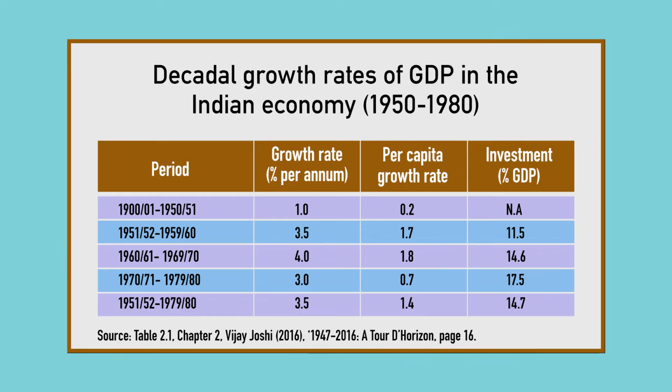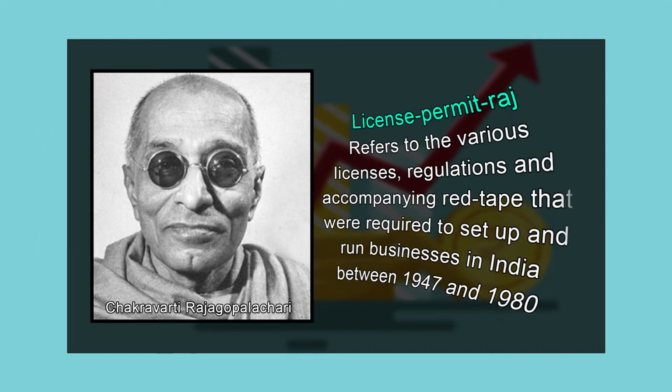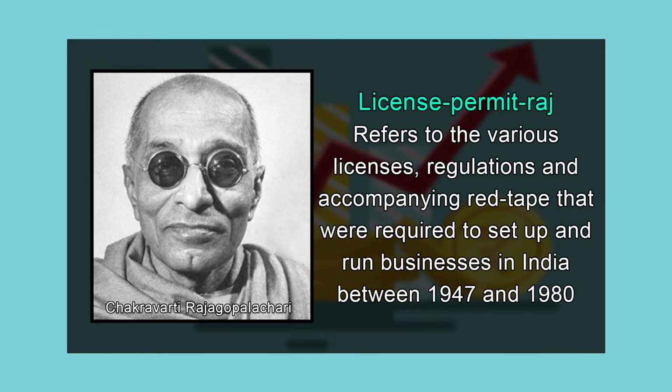This figure presents a very succinct picture of the growth performance of the Indian economy in the first 3 decades. One of the reasons for the puzzle of the Hindu rate of growth till the 1980s was what has been termed by the Madras statesman C. Rajagopalachari as the license permit Raj. It refers to the various licenses, regulations, and accompanying red tape that were required to set up and run businesses in India between 1947 and 1980.